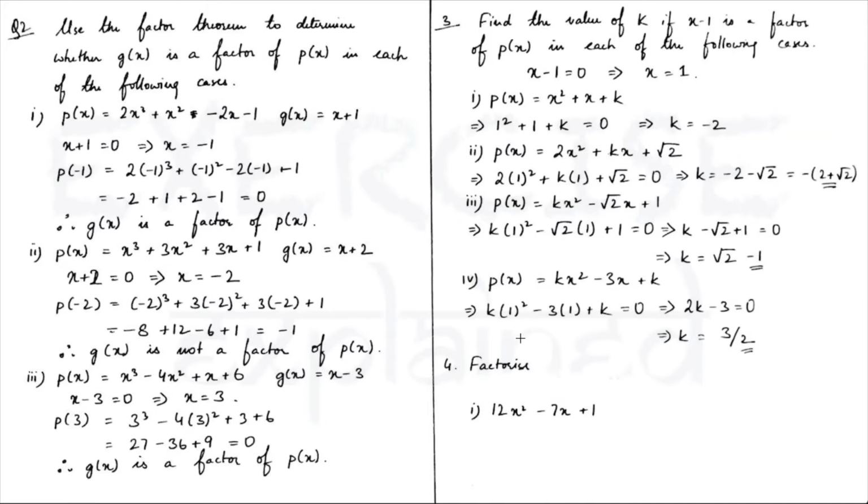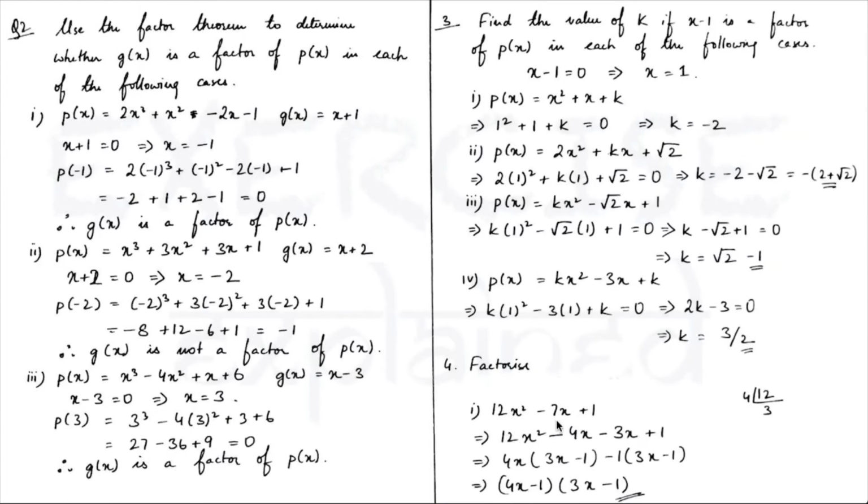Now coming to the next one, we need to factorize this 12x square minus 7x plus 1. So what I'll be doing over here is, this is of the form ax square plus bx plus c, where a is 12, b is minus 7, and c is 1. So I'll be splitting the middle term here. For splitting the middle term, this term that is minus 7 should be split in such a way that if you multiply the two terms, you should get the multiplication of a into c. That means 12 into 1. It should give us 12. And if you add those two terms, it should give us minus 7.